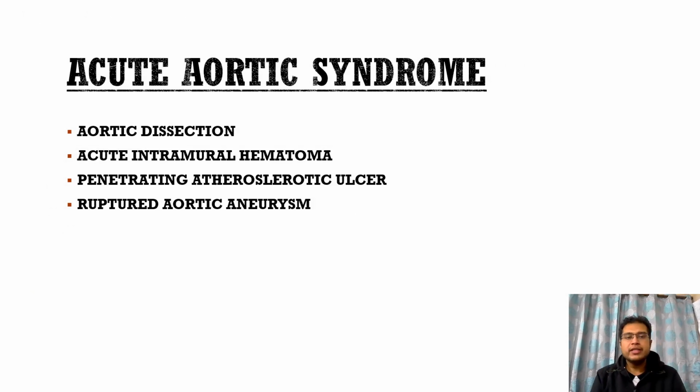So what exactly is included in the acute aortic syndrome? The four important entities included in acute aortic syndromes are aortic dissection, acute intramural hematoma, penetrating atherosclerotic ulcer, and ruptured aortic aneurysm. One of them we have already discussed in this particular case, that is, ruptured aortic aneurysm. The rest, what are the differences?